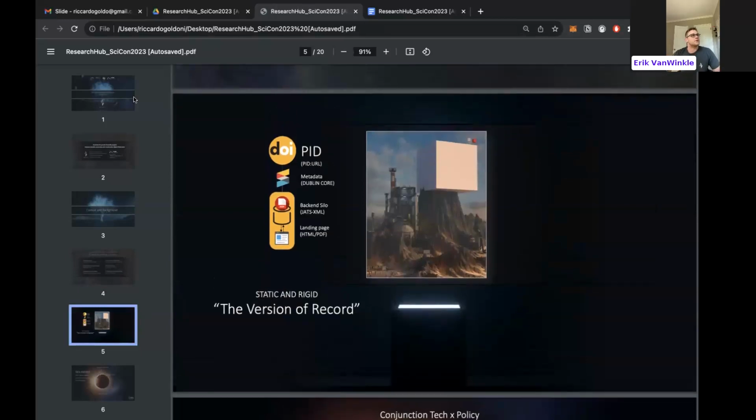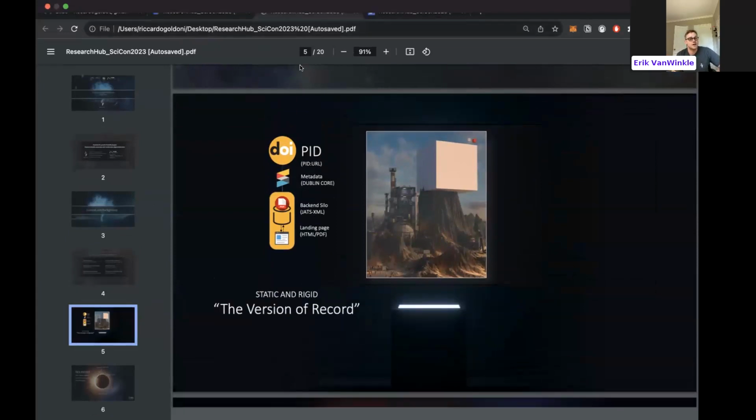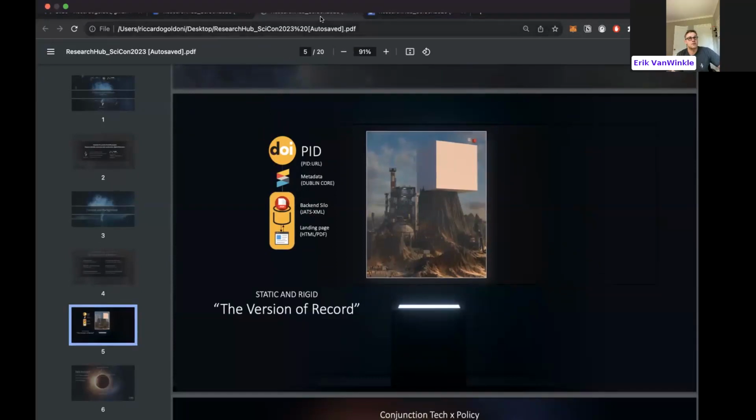The current infrastructure of science functions as follows. You start off by minting a PID, creating metadata in Dublin Core that would be stored with Crossref or DataCite, where that information and the PDF associated go into a data silo structured around JATS XML, and finally into the landing page for a journal itself.